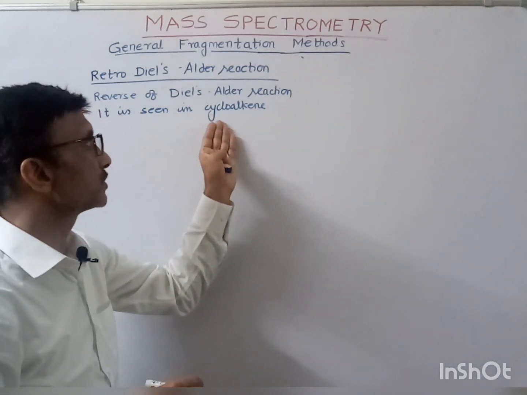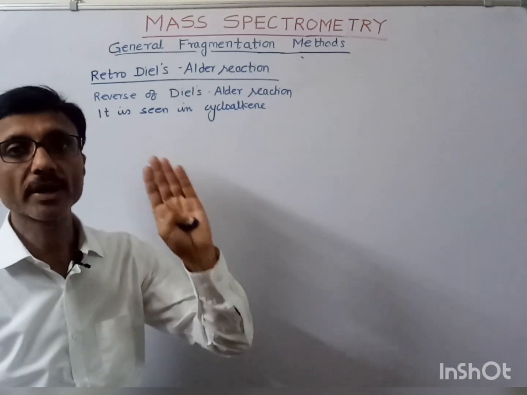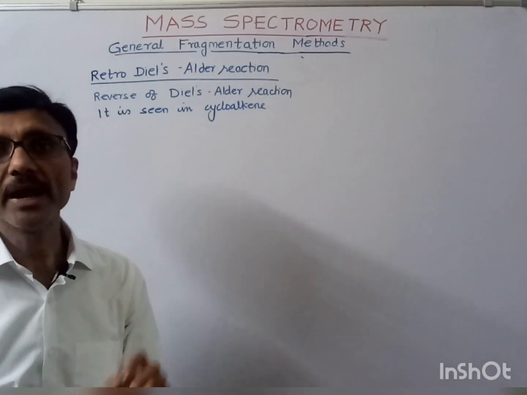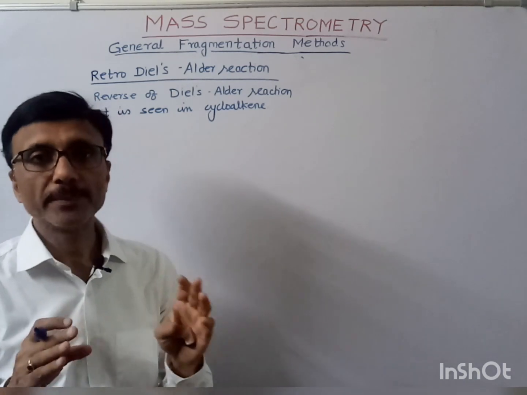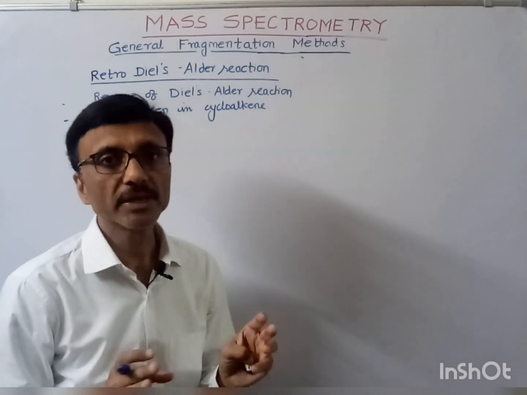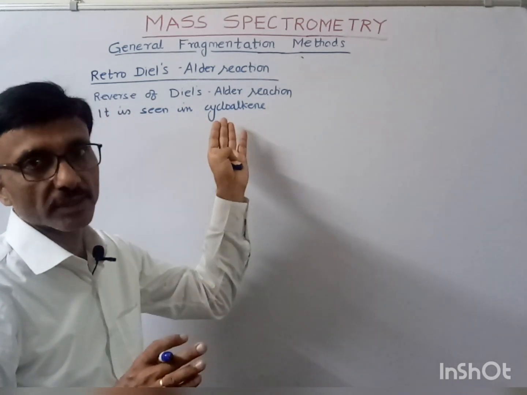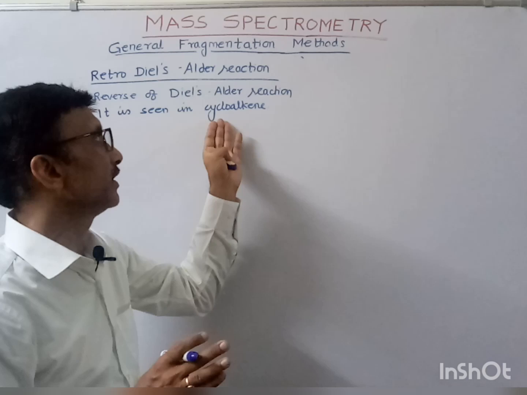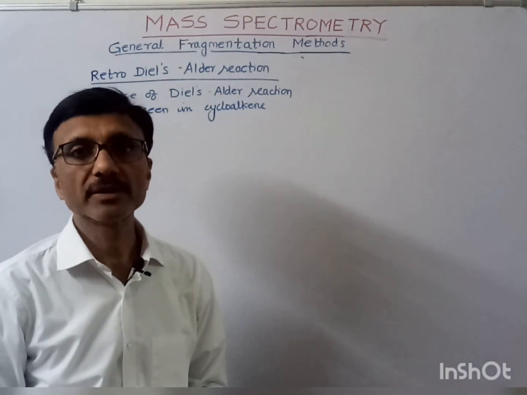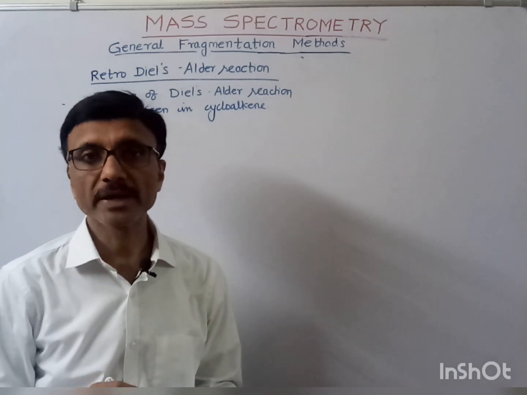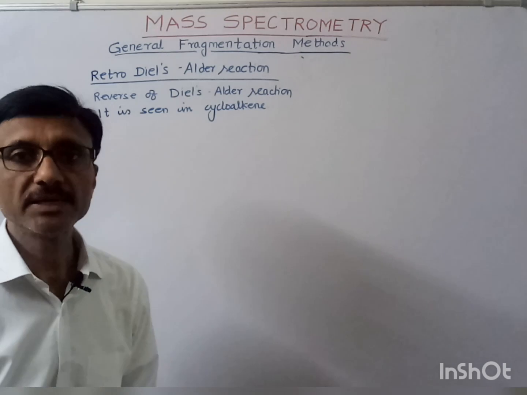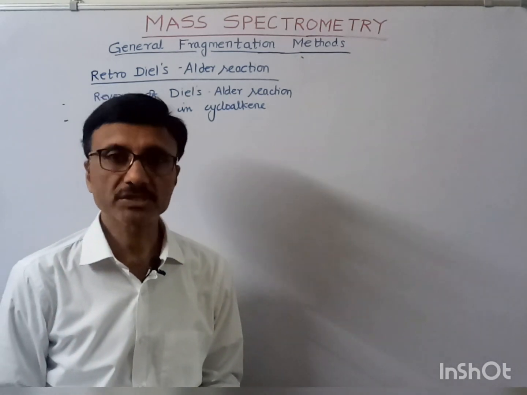So when it forms the diene and dienophile, it requires the cleavage of two carbon-carbon sigma bonds, and it's not easy to break two sigma bonds. So that's why it's not easy to cleave this cycloalkene molecule. So that's why the molecular ion is not easy to fragment.